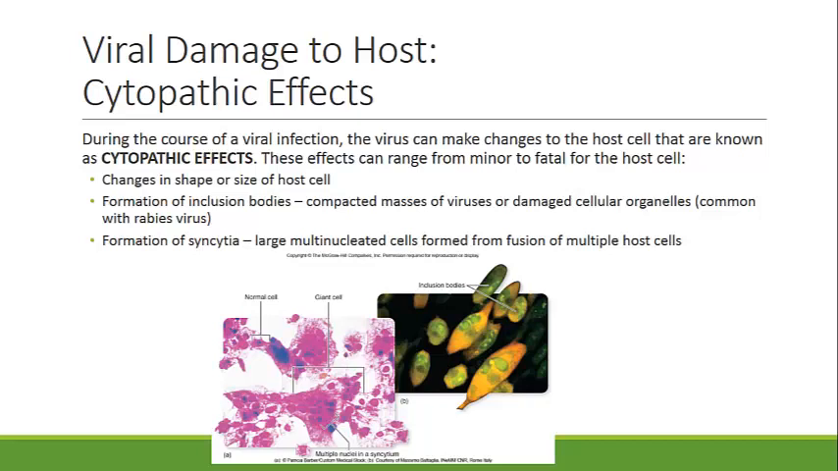Some examples include changes in the shape or the size of the host cell, formation of inclusion bodies. Basically, an inclusion body is just going to be this compacted mass of viruses or damaged cellular organelles from the host cell. And you can see that in the photo below, those dark bodies indicated by those lines that say inclusion bodies, those are going to be an example of an inclusion body. We can also see the formation of syncytia, which are large multinucleated cells that form from multiple host cells fusing together. And so that's a common cytopathic effect of a viral infection.